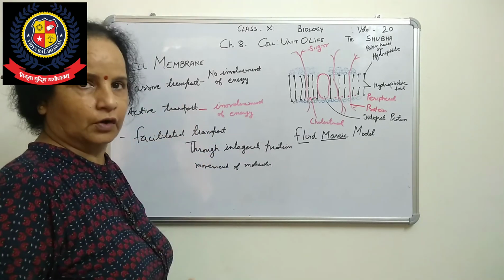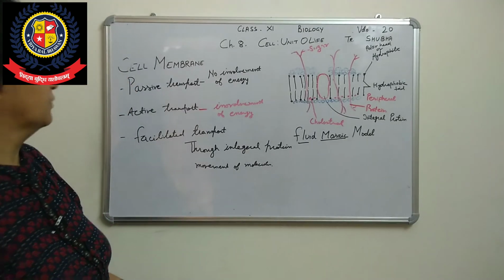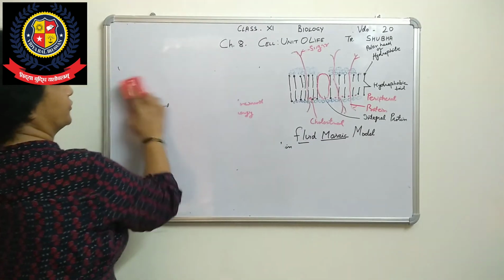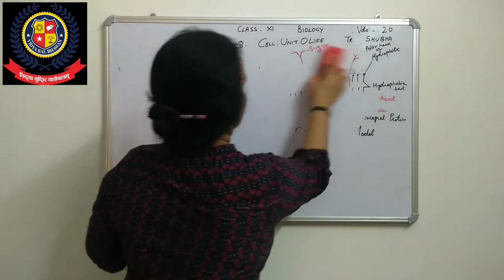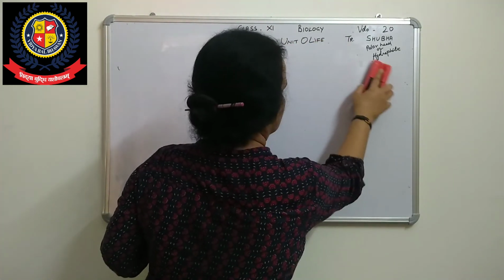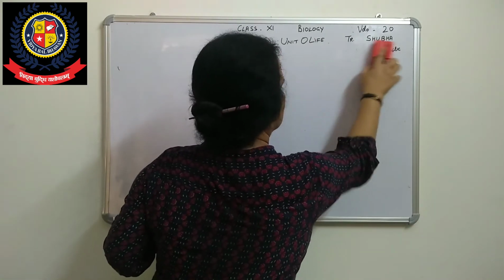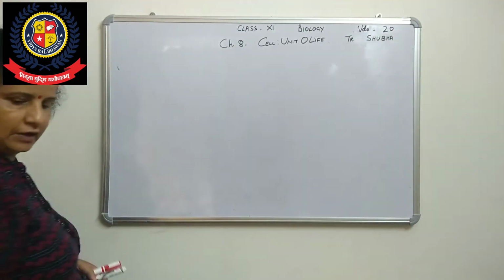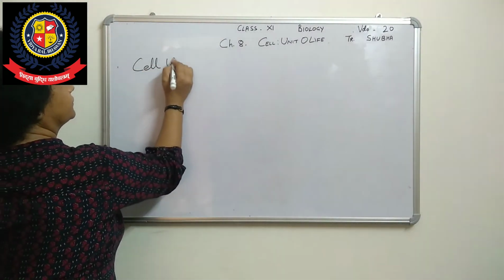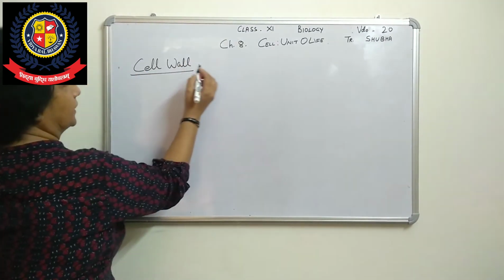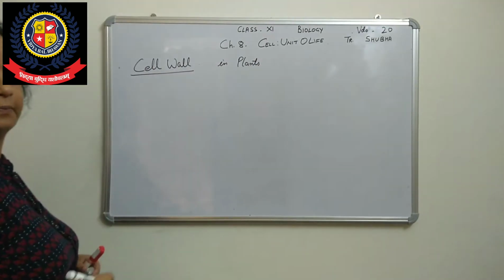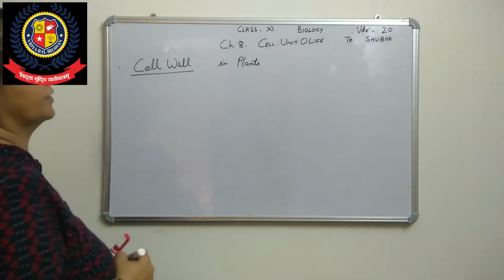Now when we talk about the cell wall, which occurs in plants and some fungi also. In fungi, the cell wall is made up of chitin. And in plants, we have heard the cell wall is made up of cellulose. Others I will also tell you about. But here we are talking about the cell wall in plants.